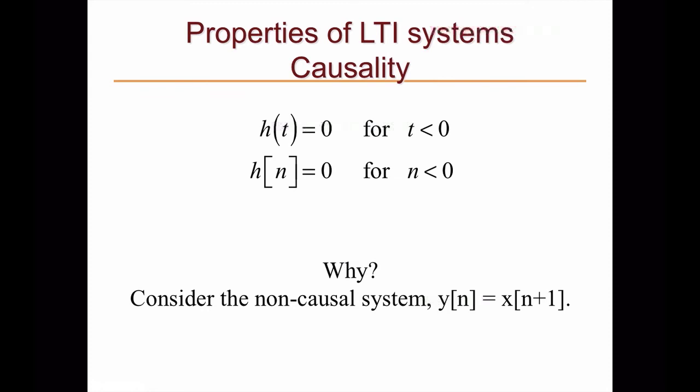If the system is causal, then h[n] or h(t), the impulse response, has to equal 0 when the time index is less than 0. Imagine what will happen if the values of the impulse response when n is less than 0 become more than 1. If you consider this, you will see the answer.